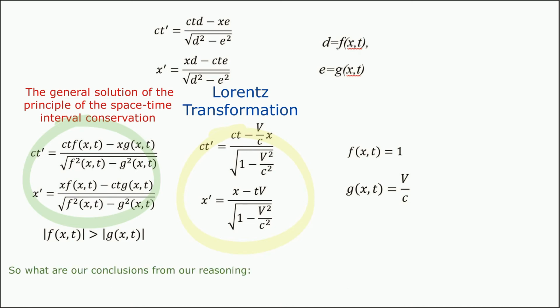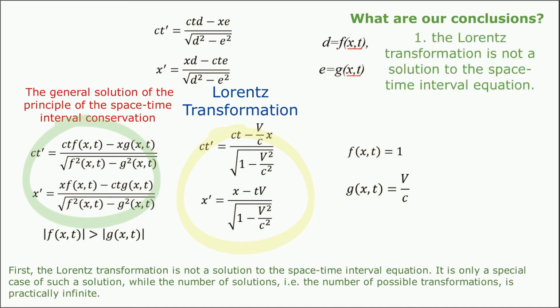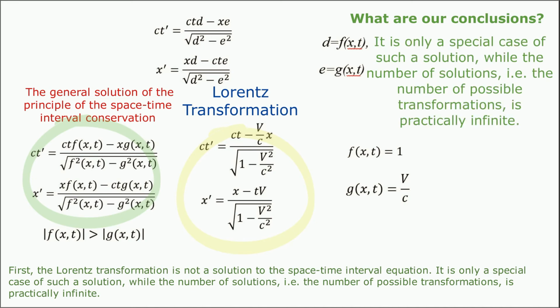So, what are our conclusions from our reasoning? First, the Lorentz transformation is not a solution to the space-time interval equation. It is only a special case of such a solution, while the number of solutions, i.e., the number of possible transformations, is practically infinite.